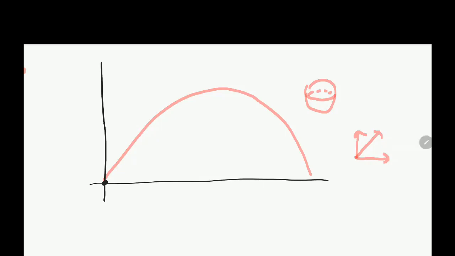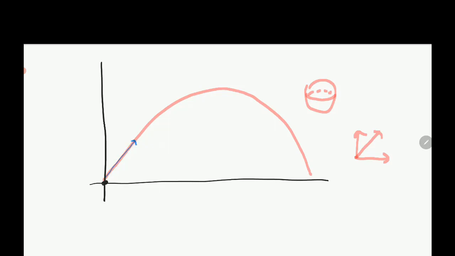Okay, we're going to throw this, let's say it's a ball, doesn't really matter what it is, but we're going to throw it, and so it's going to have some kind of initial velocity. And then the only thing that's going to happen is that this thing's going to fall under gravity, so it's going to accelerate downwards.